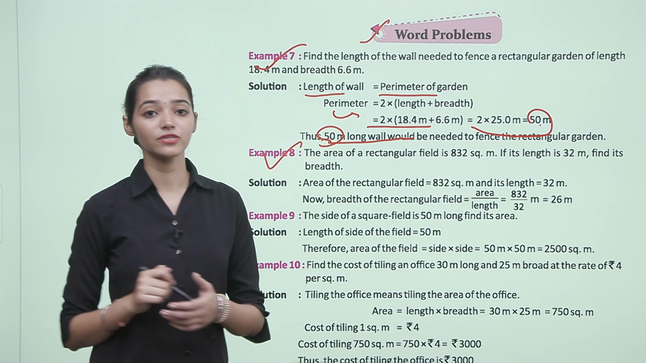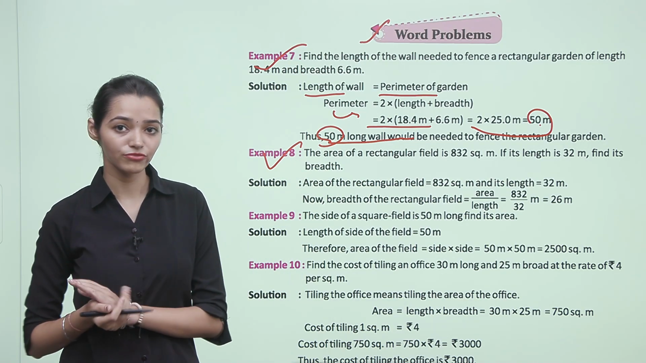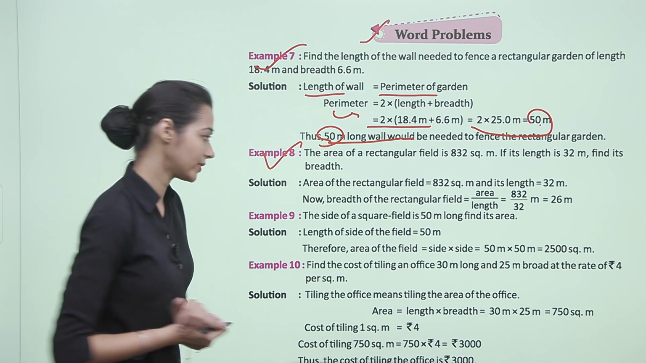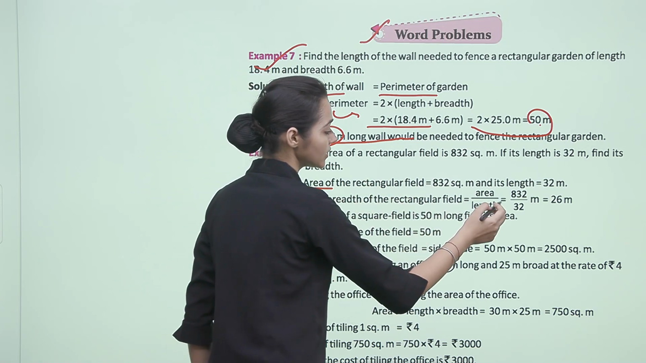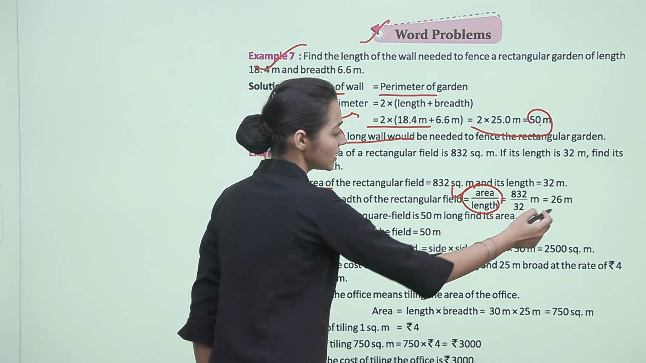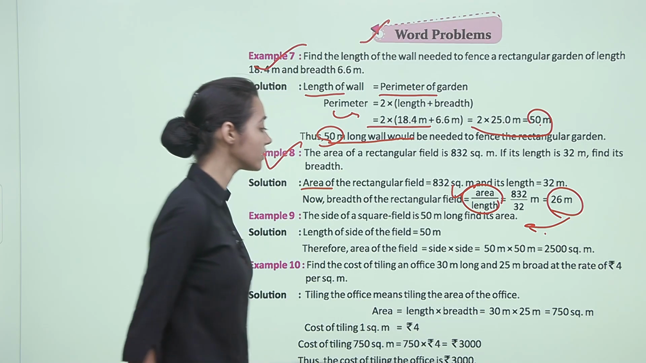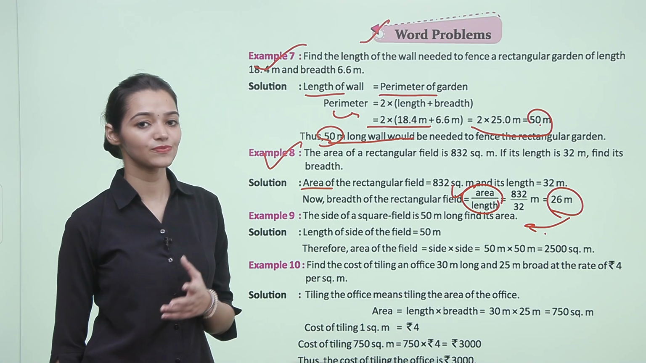Now let's look at example number 8. The area of a rectangular field is given, the length is given, and we have to find the breadth. So we know area is equal to length into breadth, and breadth is equal to area upon length. So the breadth here is 26 meter.